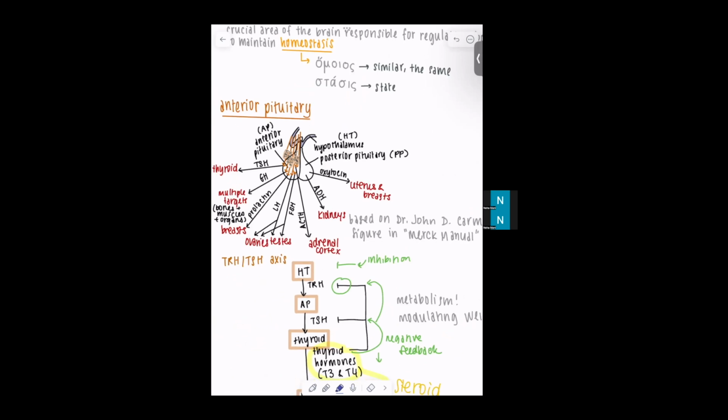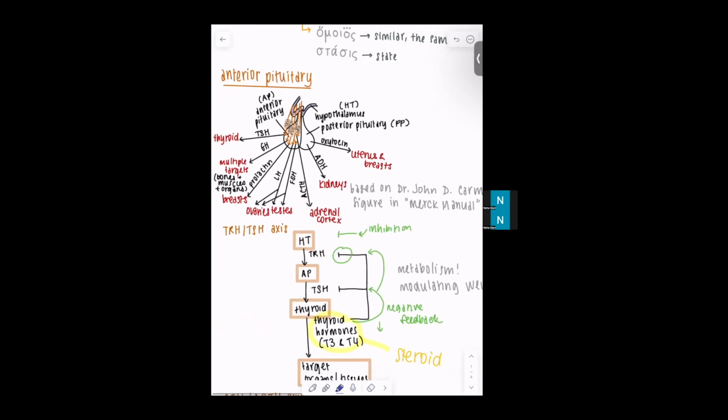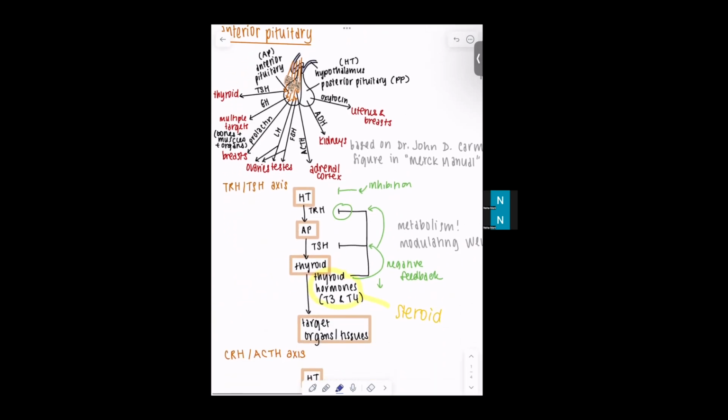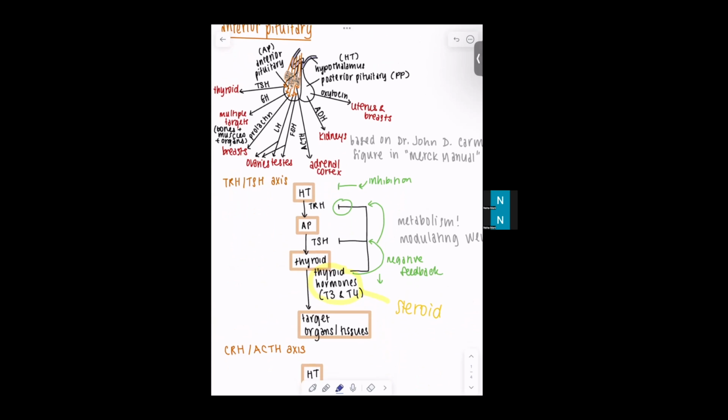So, for example, we can consider the first axis, the TRH TSH axis, and TRH stands for thyrotropin releasing hormone. I can write that out actually. Let's do it in this color. Ooh, that's a bit of a thick marker here. Let's do it like that.